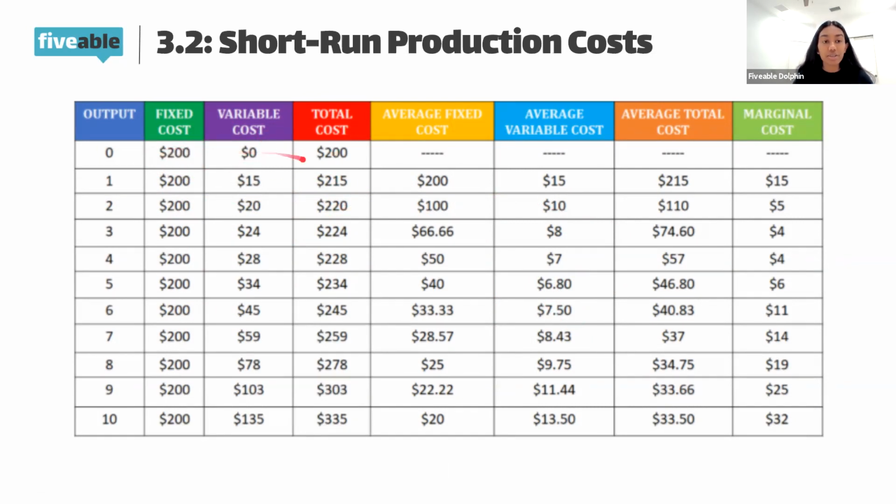And another thing that I want to mention, when output is 0 on these tables, you still have to pay the fixed cost. It doesn't matter if you're not producing anything, you're still paying a fixed cost, but obviously your variable cost is 0. So marginal cost for 1 unit would be 215 minus 200, which is 15, and then for 2 units, 220 minus 215, and so on.